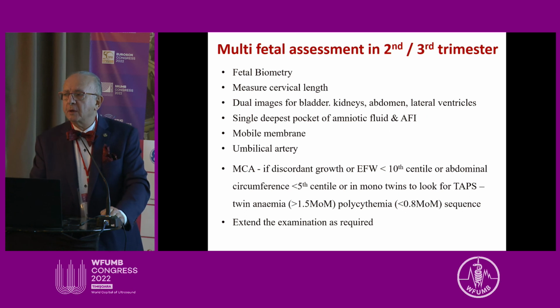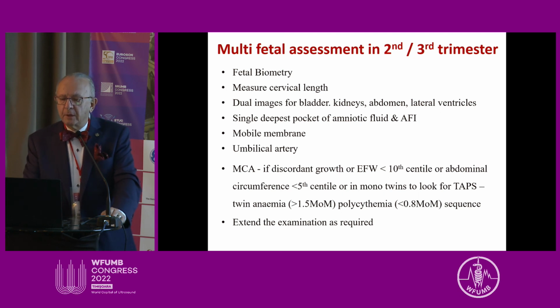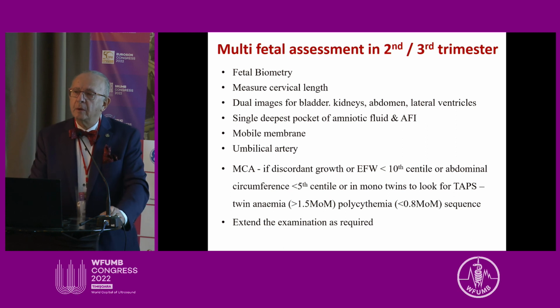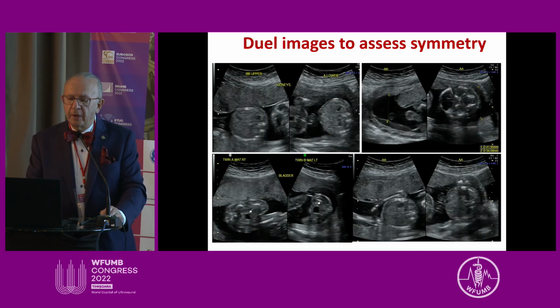So what do we do in the second and third trimester? We certainly do fetal biometry. We measure the cervical length because there's a higher risk, of course, of preterm delivery. We do images of the bladder, kidney, abdomen, lateral ventricles of both. Single pocket, as I said. Look at the membrane, look at the umbilical artery. We do the MCA if there's discordant growth, and we've heard the reasons why to do the MCA. And don't forget that the exam will take much longer than usual.